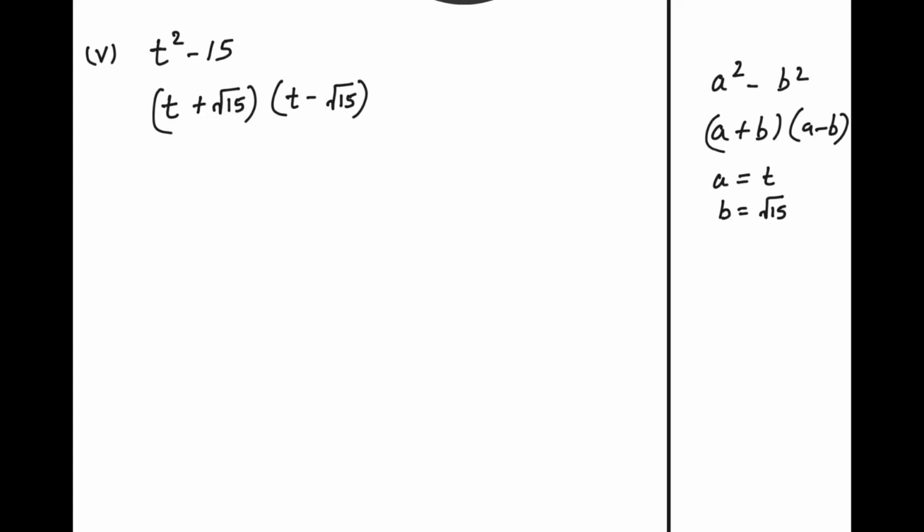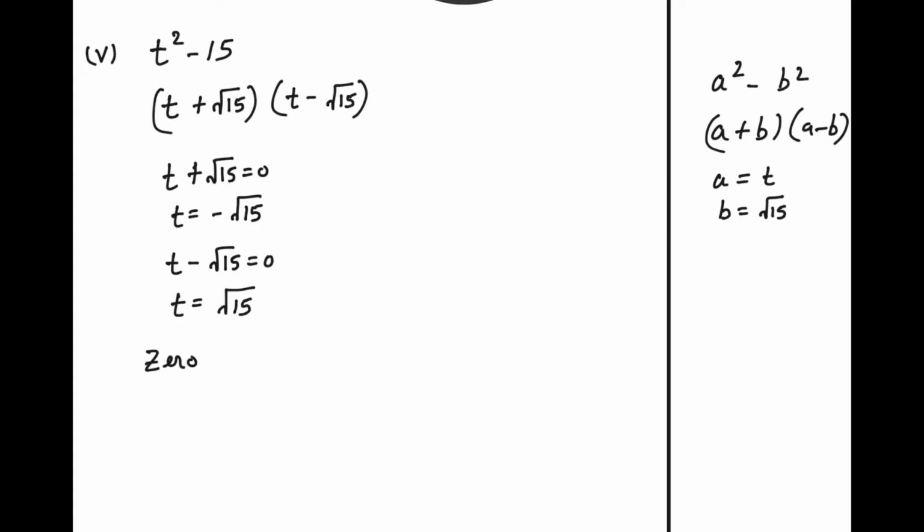Now in order to find the zeros of this polynomial, we'll first set t plus square root of 15 equal to 0, or t is equal to minus square root of 15. Similarly, we'll set the other term, which is t minus square root of 15, equal to 0, which means t is equal to square root of 15. So now the zeros of this polynomial are minus square root of 15 and square root of 15.